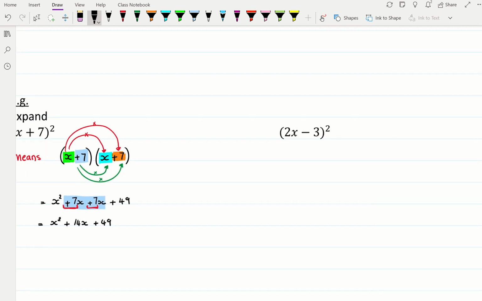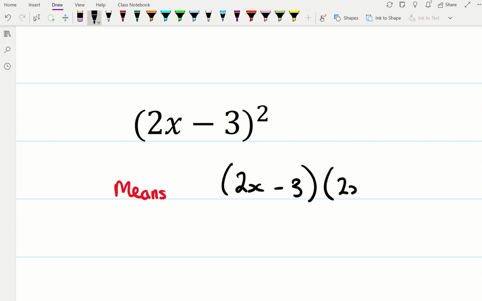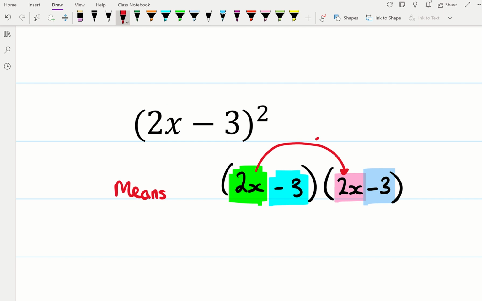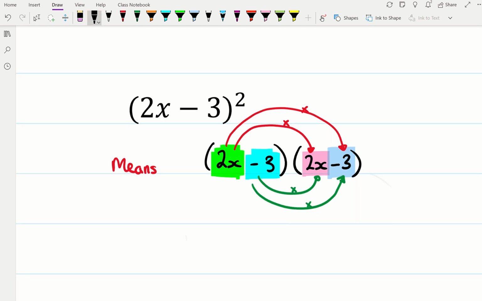And it doesn't matter if the bracket is a little bit more complicated with more numbers. This means 2x minus 3 times 2x minus 3. So I'm going to highlight again: 2x minus 3, and 2x minus 3. 2x times 2x. 2x times negative 3. Negative 3 times 2x. Negative 3 times negative 3.